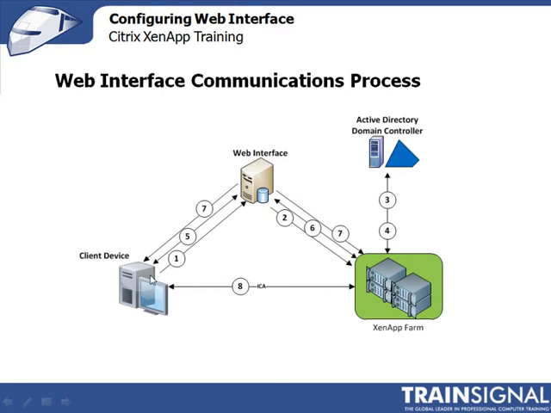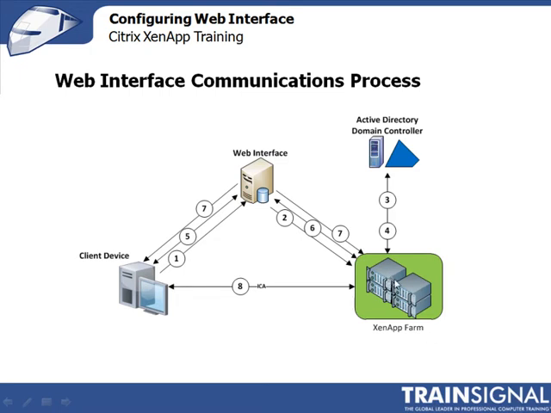The user is going to make a selection of which application they want to launch. So let's say they launch Calculator or Notepad or one of the applications. At that point, that request comes to the Web Interface server. We're at step number 6. The Web Interface server is going to pass it again to the XML service. The XML service at this point is going to determine which server in the XenApp farm is the least busy server. It's going to pass this request to that server, provided that that server has that application as one of the applications that it services. If it does, the XML service will pass it to that particular server.